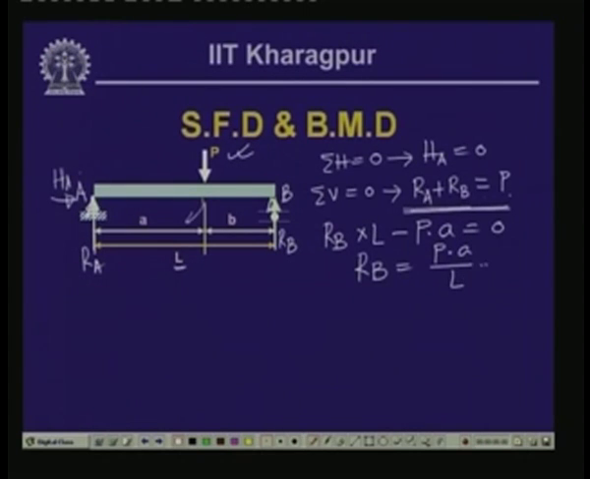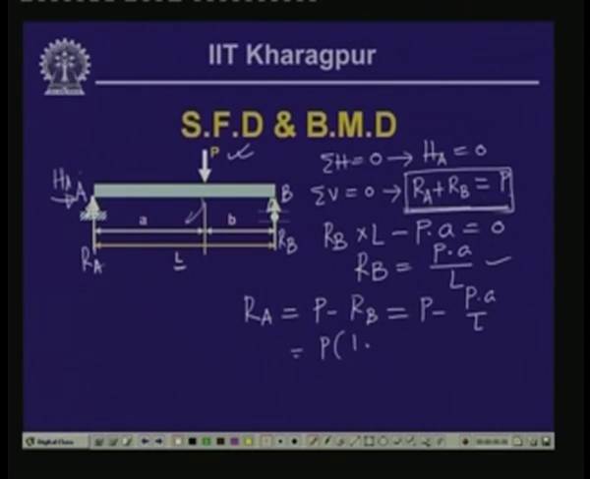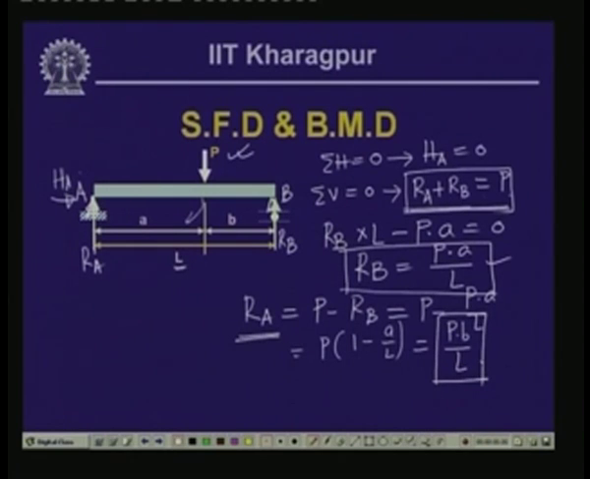Now, if R B is this, then the value of R A from this particular equation we can get as R A is equals to P minus R B, and this is equals to P minus P A into L. So, this gives us that P, if we take it out, 1 minus A by L, and L minus A is nothing but B. So, this is equals to P B by L. So, the value of R B is P A by L and value of R A is P B by L. So, these are the two values of the reactive forces R A and R B.